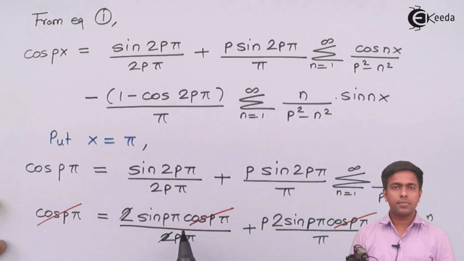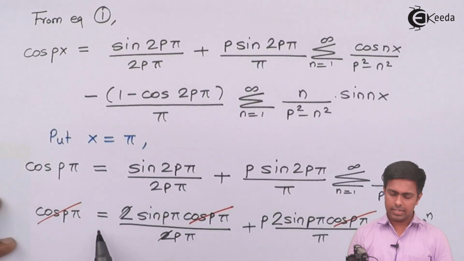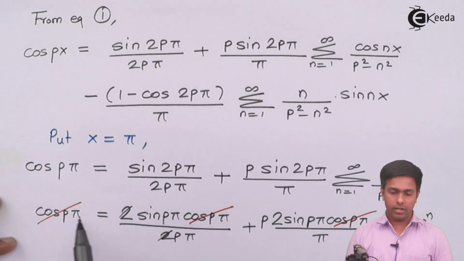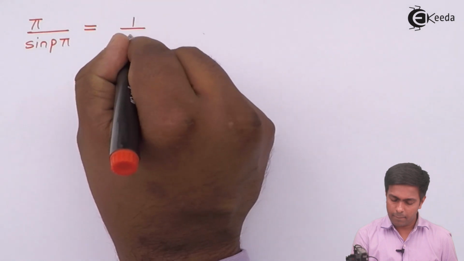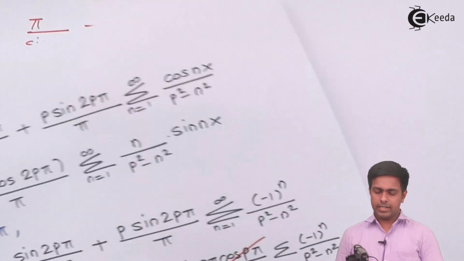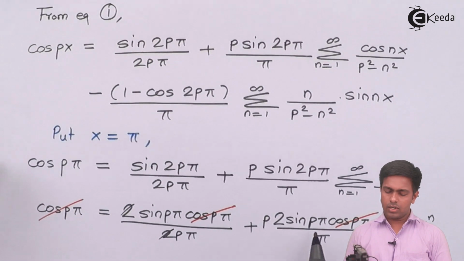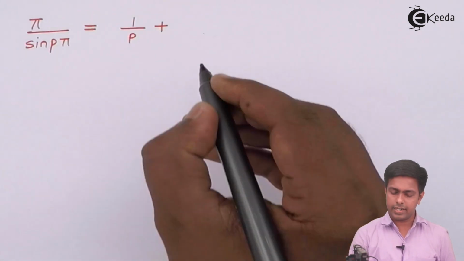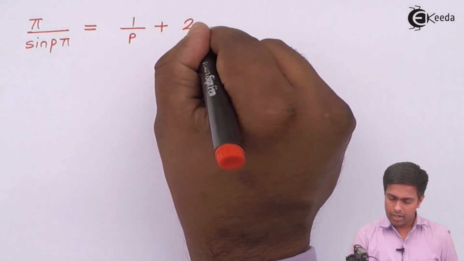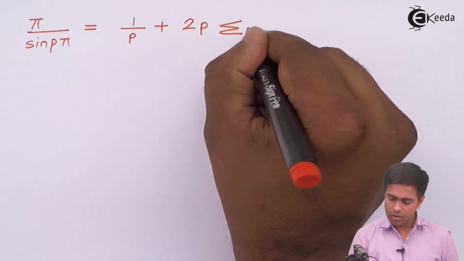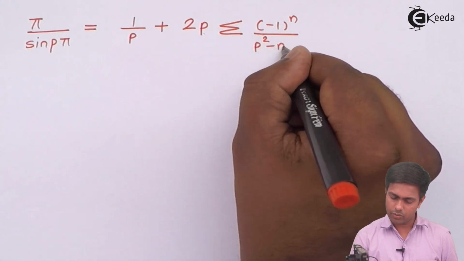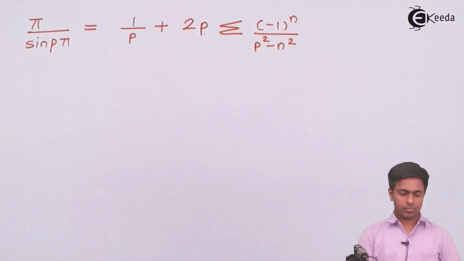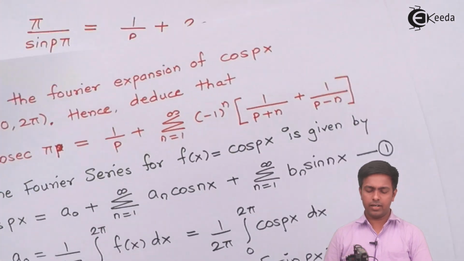From here, pi gone, sin p pi gone, so only 1 by p is there, so 1 upon p plus, in the second term we took sin p pi and pi to the other side, so 2p is remaining, so here I'll write 2p, and in the summation negative 1 raised to n upon p square minus n square. Now let's move to the question again.